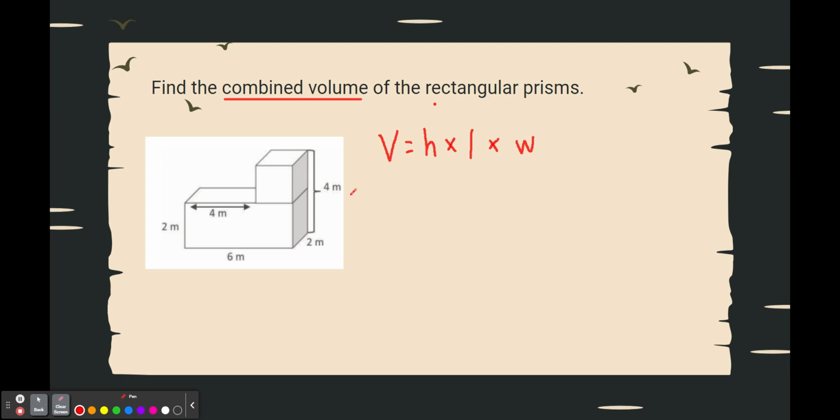Okay, so over here, this figure is made of two rectangular prisms. It's not made up of one. So what I'm going to do is see if I can find the volume of at least one of them. So let's start with the volume of this bottom rectangle over here.